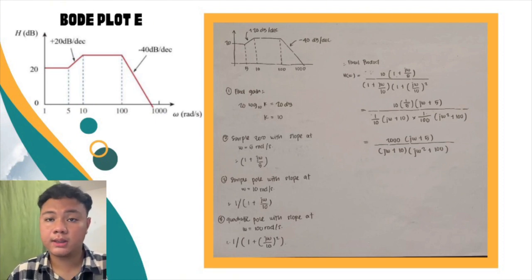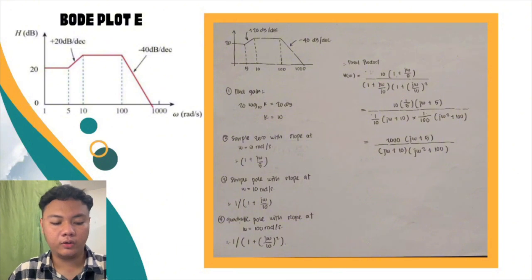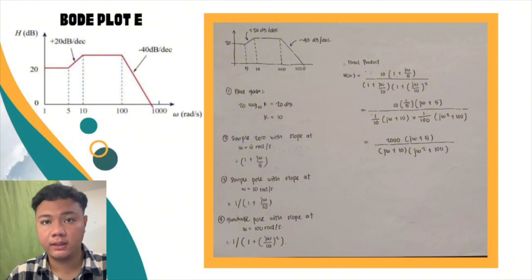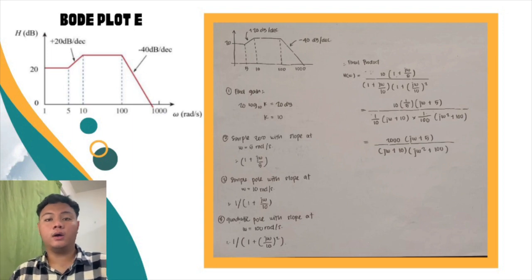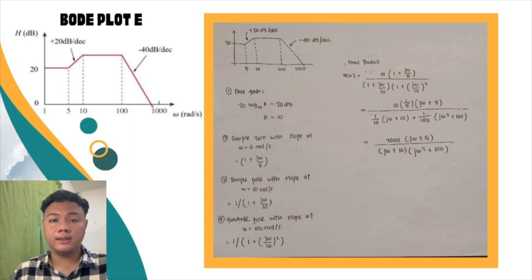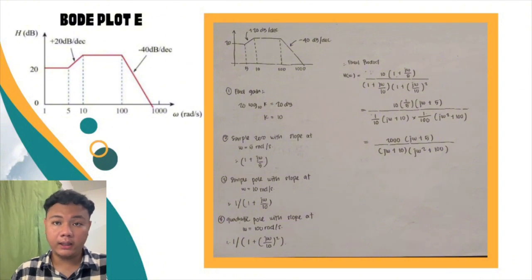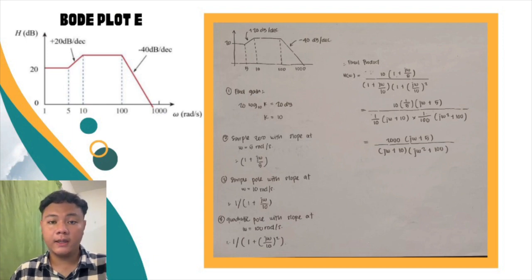Next, for the third region of the graph, we are given a value from 10 to 100 omega radian per second. At this point we can see the graph is a horizontal or straight line. This is because before this we added 20 decibels for the simple zero, and for this third region we subtract 20 decibels for the simple pole. So the graph becomes zero, and the formula for the simple pole is 1 over 1 plus jω over 10.